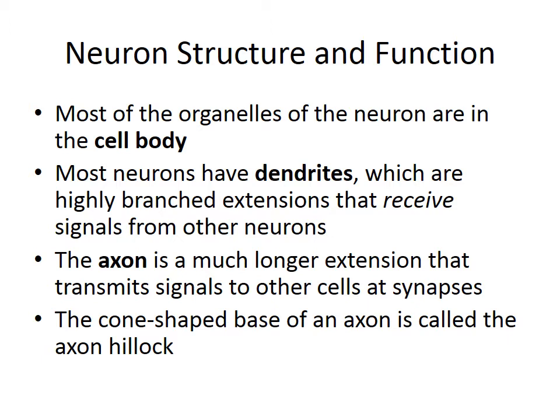Most of the organelles of the neuron are actually in a cell body. Most neurons have dendrites, which are highly branched extensions that receive signals from other neurons. And then a neuron typically has one big extension, which is called an axon. It's a much larger extension that transmits signals to other cells at synapses. There is a cone-shaped base of an axon, at the base of the axon and the neuron's cell body itself, and that's called an axon hillock, and that's where all the electrical information collects until it is ready to be transmitted.